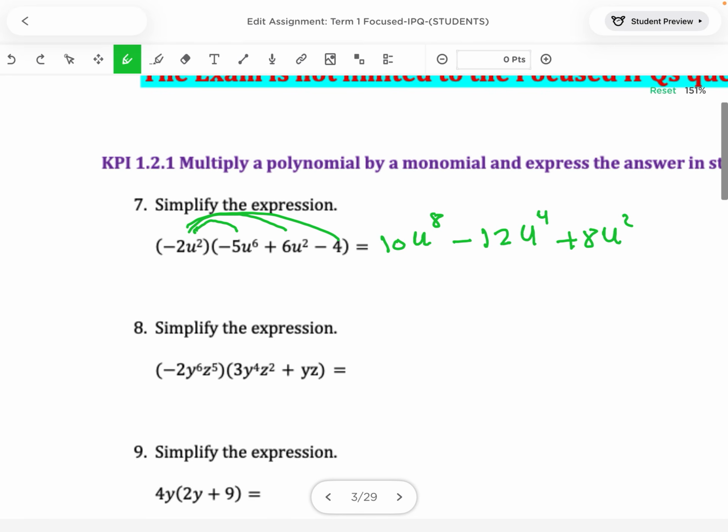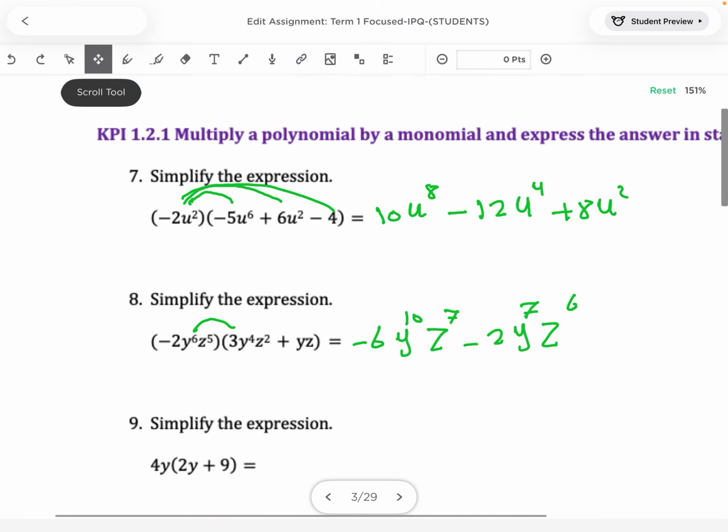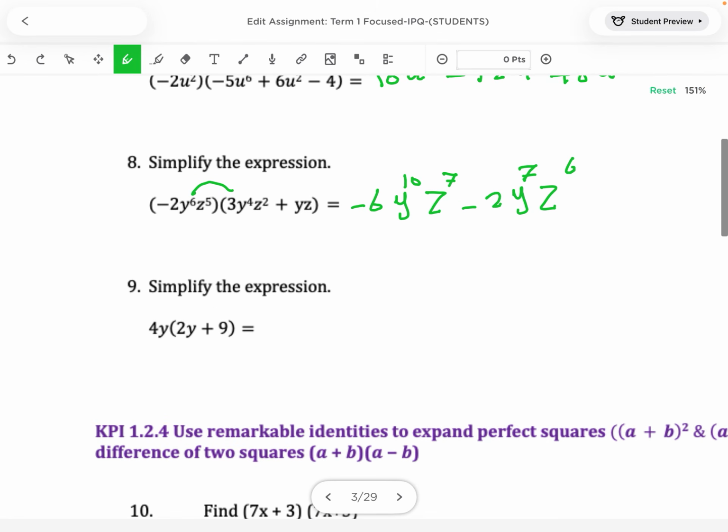And the next one is the same story. Negative 2 times 3 is negative 6y to the power 10 z to the power 7 minus 2y to the power 6 z to the power 6. This is y to the power 7, I assume, right? The next one is the same story. We have to simplify and multiply.